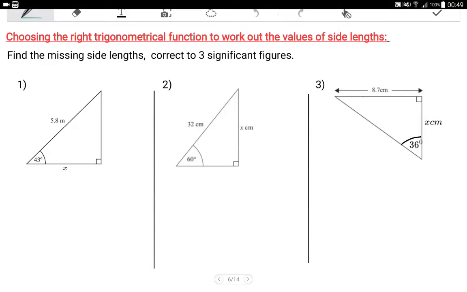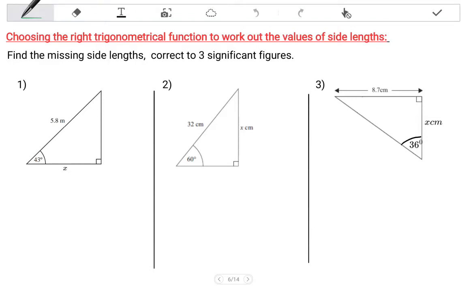Choosing the right trigonometrical function to work out the values of side lengths. Here we have three examples. We are going to find the missing side lengths correct to three significant figures by deciding which one of sine, cosine or tangent to be used. Let's start with the first one.